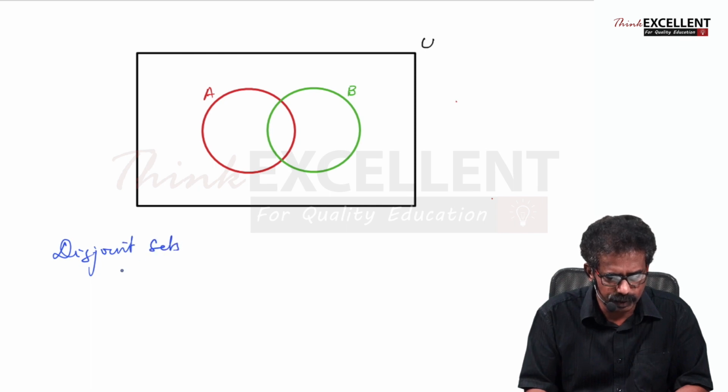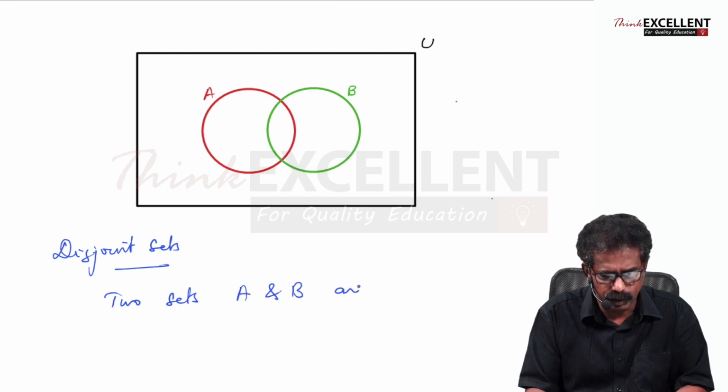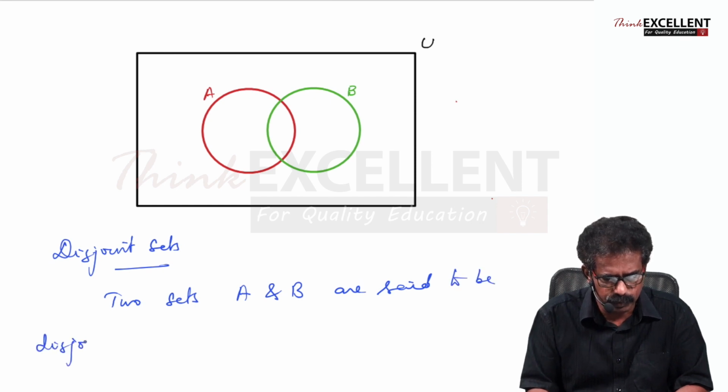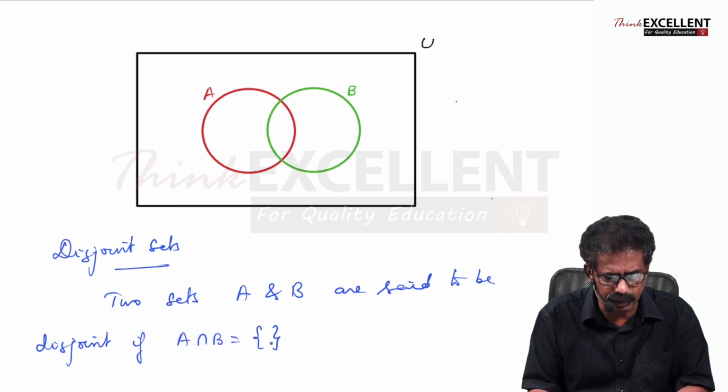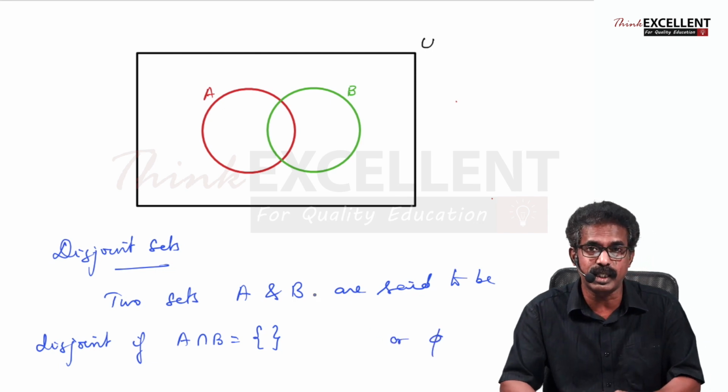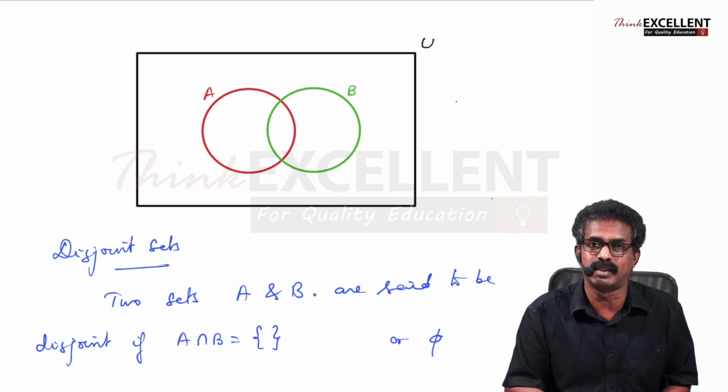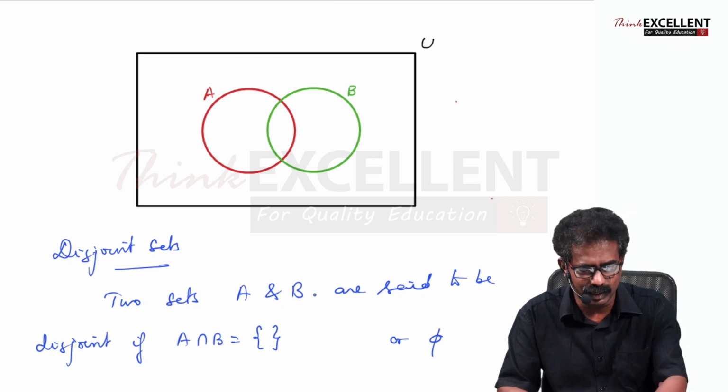Already written, I think. Two sets A and B are said to be disjoint. What's the condition? A intersection B is equal to empty set. Empty set you can write like this, or you can use this symbol, right? So when you take intersection, what is intersection? Common elements. If there is no common element, that set is called the empty set.